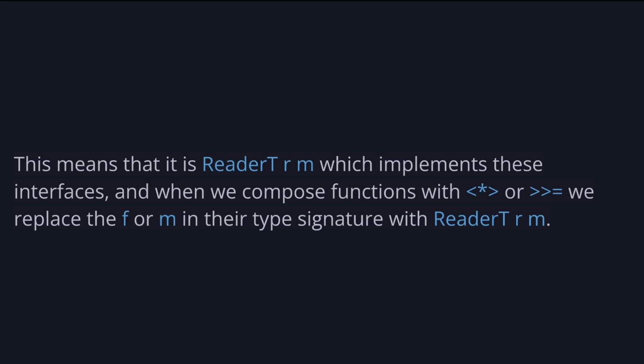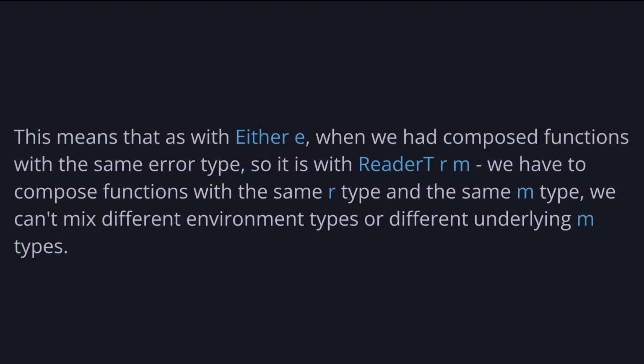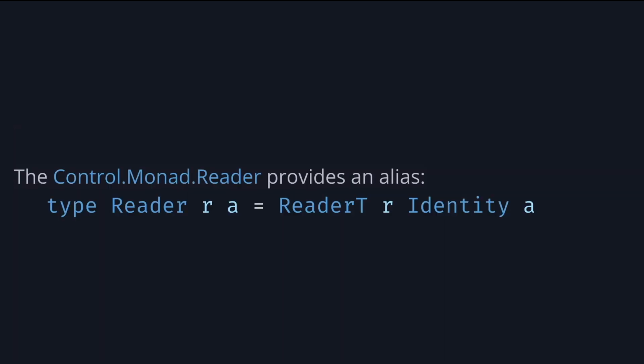And when we compose functions with apply or bind, we replace the f or m in the type signature with ReaderT r m. This means that, as with Either e when we composed functions with the same error type, so it is with ReaderT r m. We have to compose functions with the same r type and the same m type. We cannot mix different environment types or different underlying m types. We're going to use a specialized version of ReaderT that uses Identity for m called Reader. The Control.Monad.Reader module provides this alias.